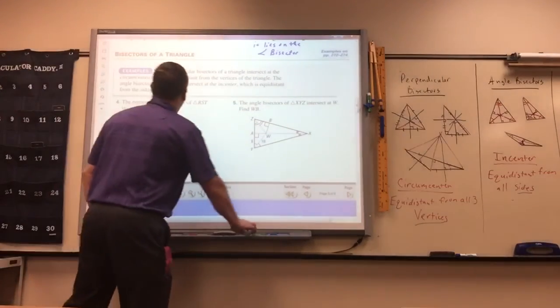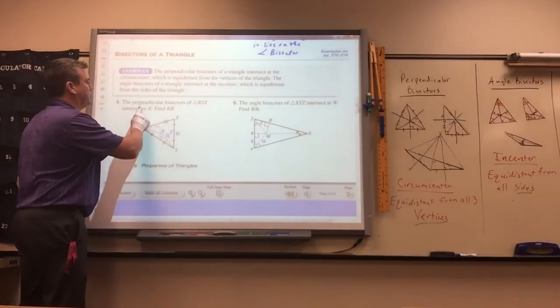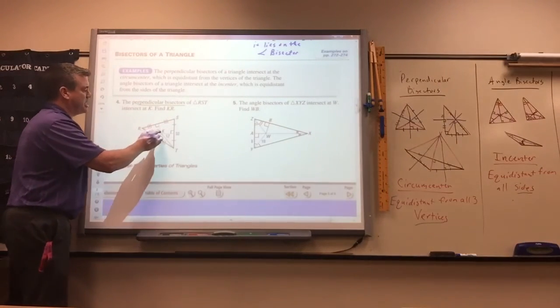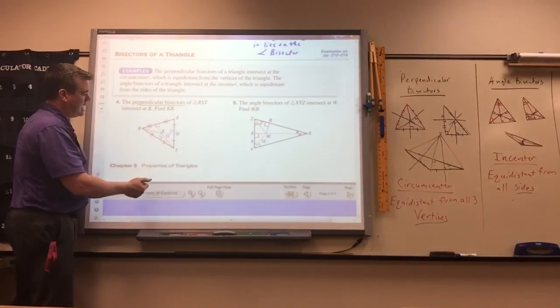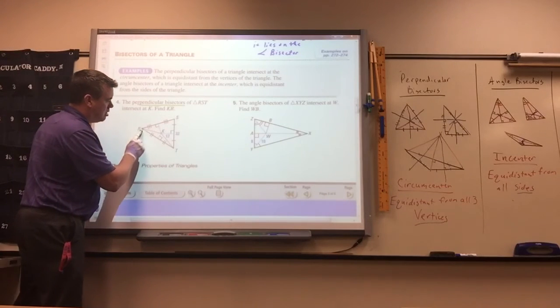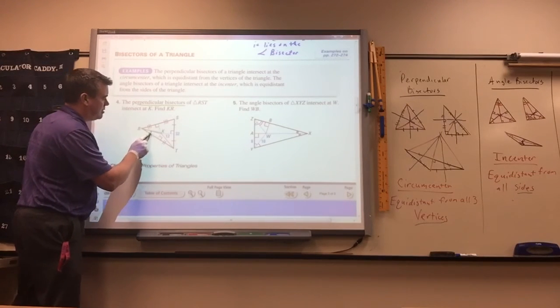Okay, so here they have the perpendicular bisectors intersect at K. Find KR. How long would this be right there?